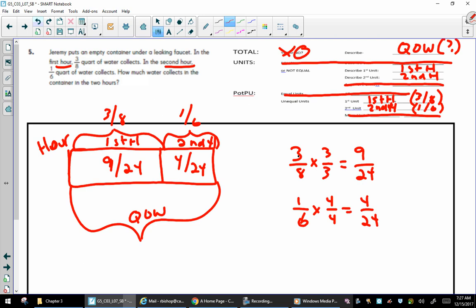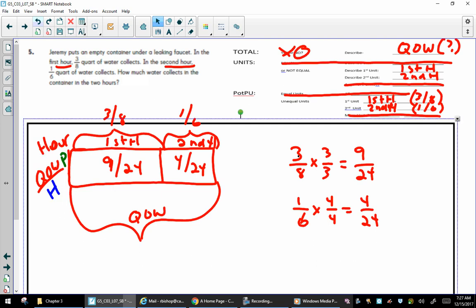So now we go back to our dichotomous key. This is our pot foo here. This is our quarts of water per hour. Quarts of water per hour. Quarts of water per hour. Okay, that's our pot foo, our part of the total per unit.